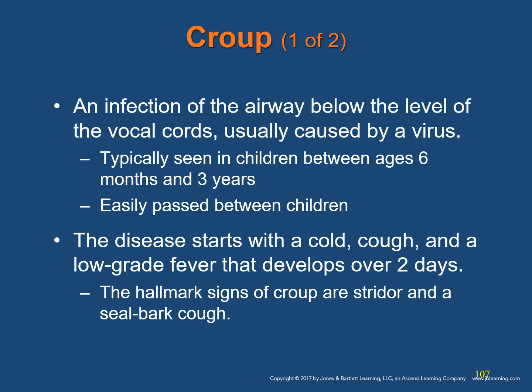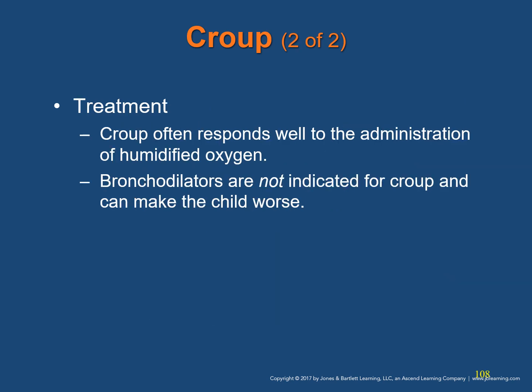Croup. Croup, or laryngotracheal bronchitis, is an infection of the airway below the level of the vocal cords, usually caused by a virus, typically seen in children between ages 6 months and 3 years, and easily passed between children. The disease starts with a cold, cough, and low-grade fever that develops over 2 days. The hallmark signs of croup are stridor and a seal bark cough. Croup often responds well to the administration of humidified oxygen. Bronchodilators are not indicated for croup and can make the child worse.